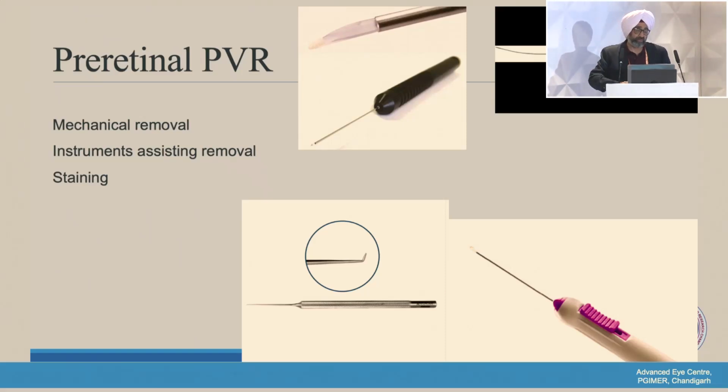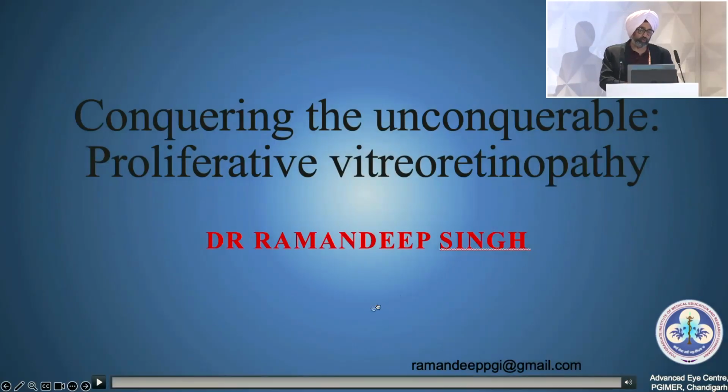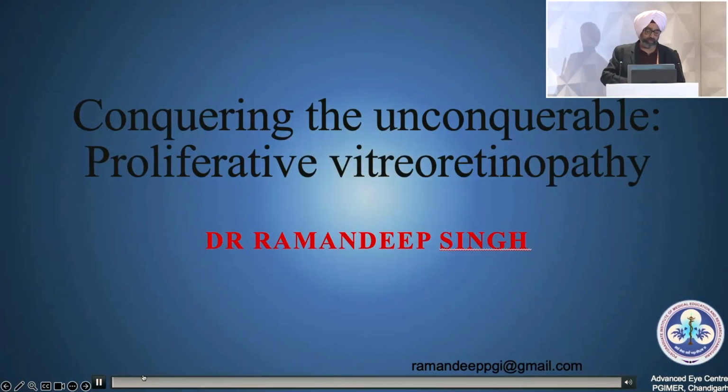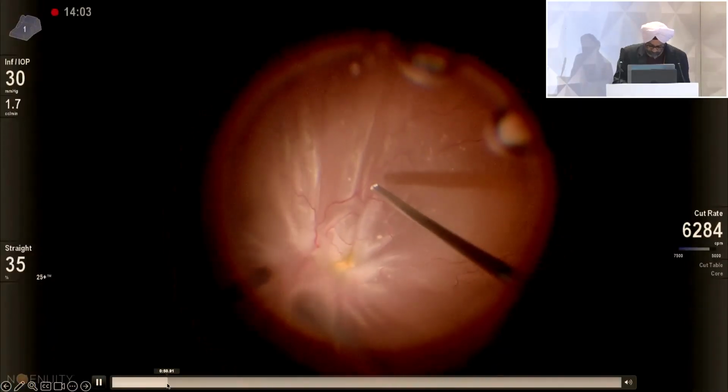So use the Tano scraper. Use the new instruments. I'm forgetting the name, the one used for ILM peeling, and these can be used. Of course, the stains. You have your triamcinolone. You have your dyes. And now you have the filters in your imaging instrument. So this is what you have to do. And this is a video now. I'll run my videos there, and it will show you what is happening.